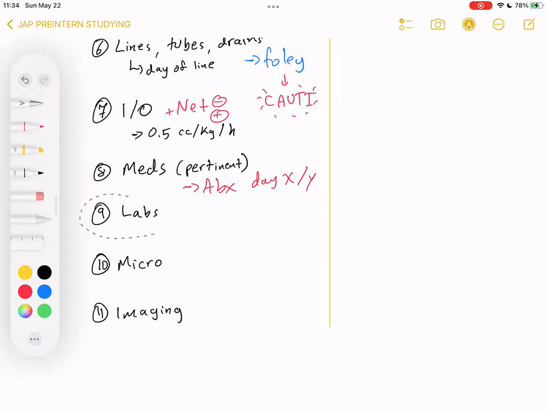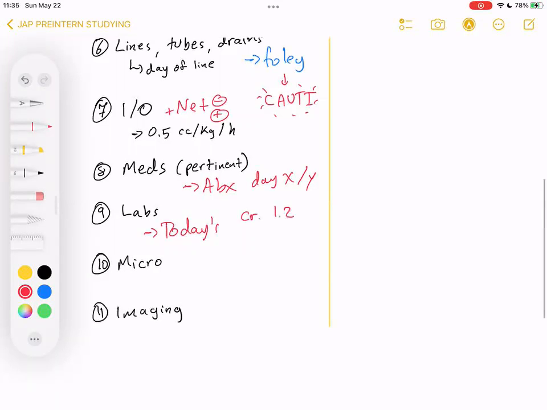And then you're going to talk about labs. Again, the labs are going to be either the pertinent ones, and really the most important is today's labs, and the pertinence of today's labs. If there's a trend, for example, if you say creatinine today is 1.2, you want to mention what it was yesterday, like yesterday was 1.4, then you know it's downtrending. Or white count today is 12, yesterday was 7, so it's uptrending. So you need to mention the trends.